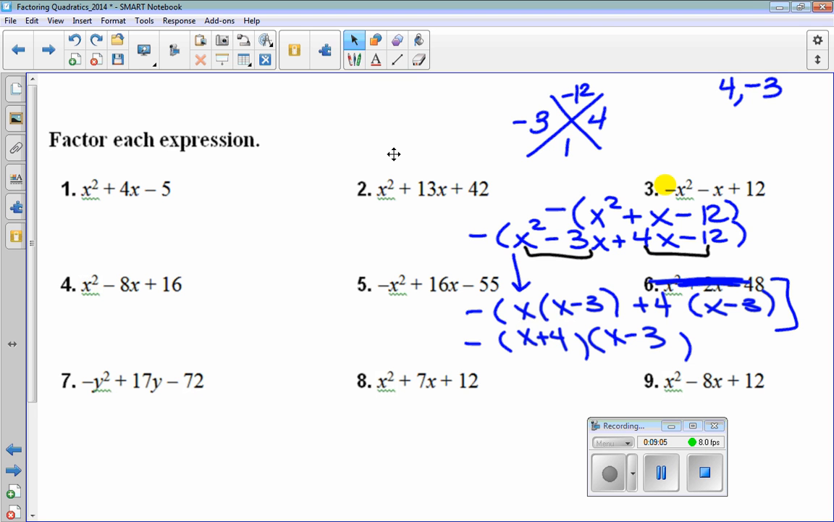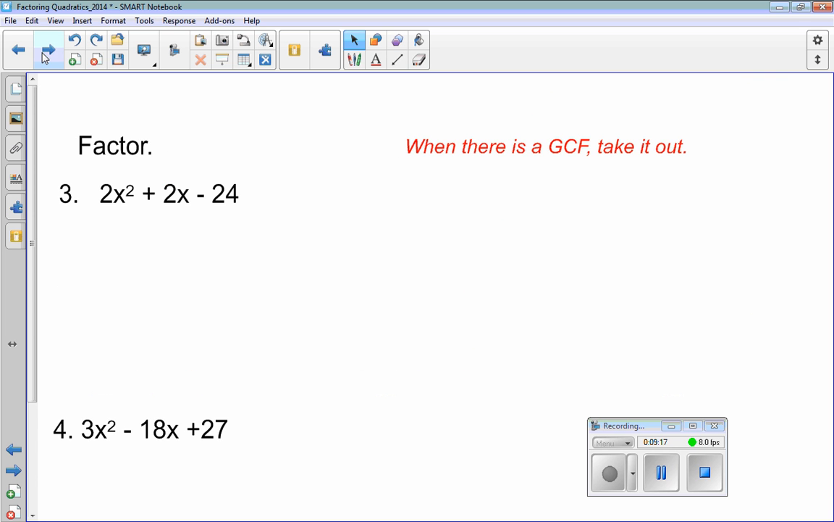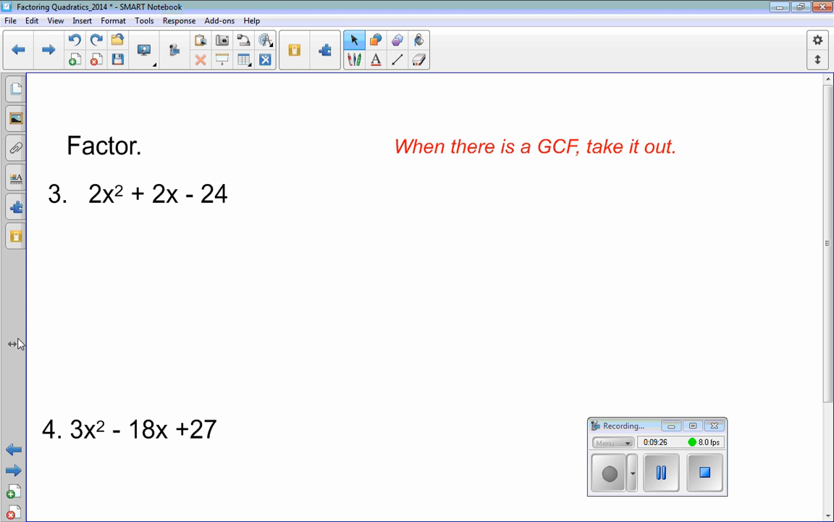Okay? If you would, let's get our foldables back out. Okay? We're going to add to it. And we're going to add one more step today. Okay? One more step. When there's a GCF, you're going to take it out. Okay? So we're going to look at 2 examples. So what I want you to do is at the bottom here, I want you to take, oops, hang on. Let's see if we can go backwards.